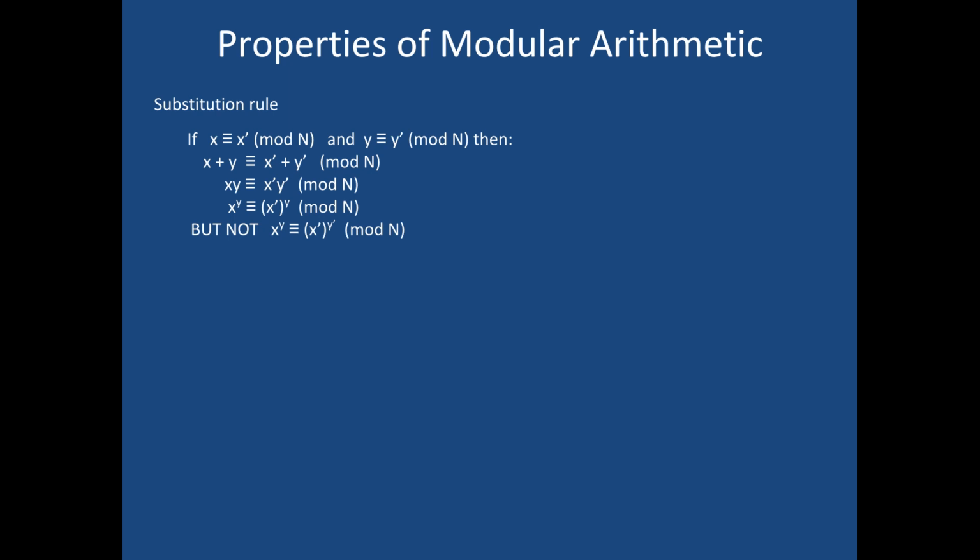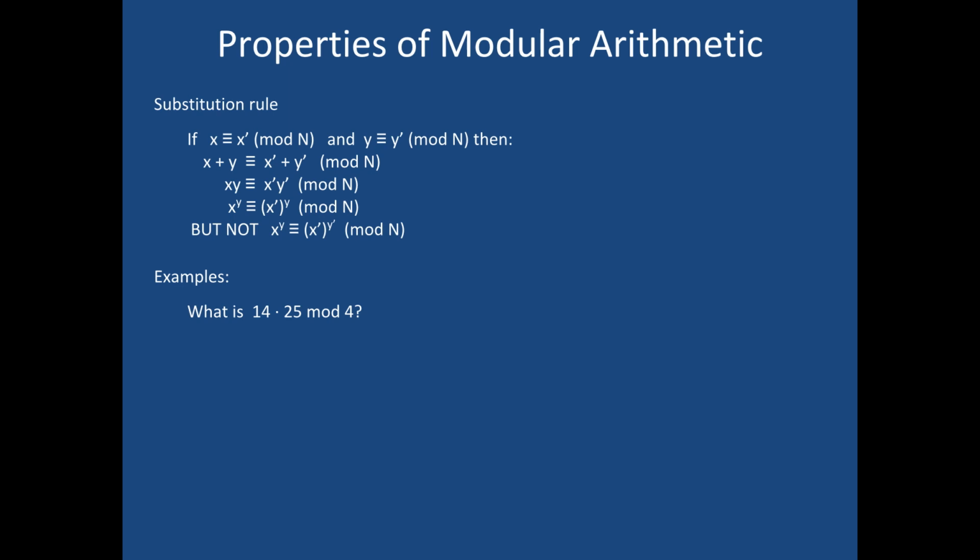So that can look daunting in symbols, but here's a way you can use it to your advantage. Suppose you wanted to compute 14 times 25 mod 4. One way to do it would be to calculate that product and then compute the product mod 4. But we can use the substitution rule.